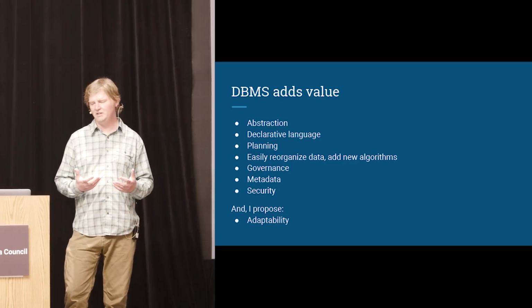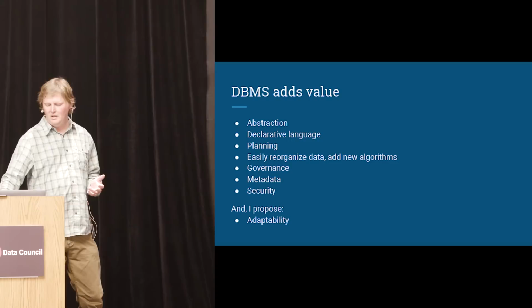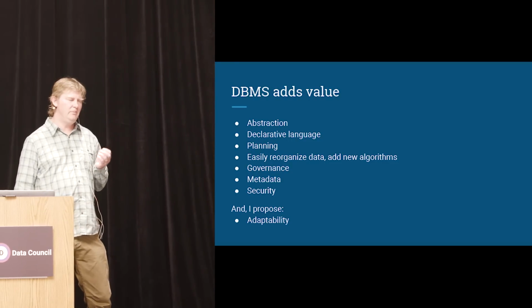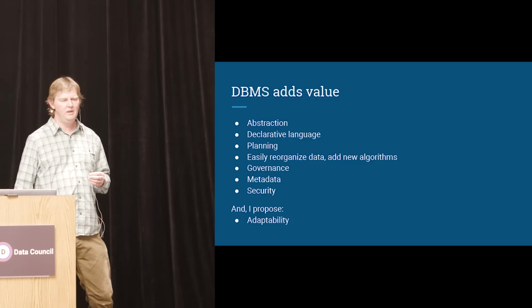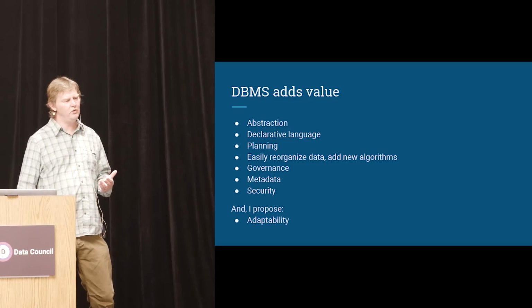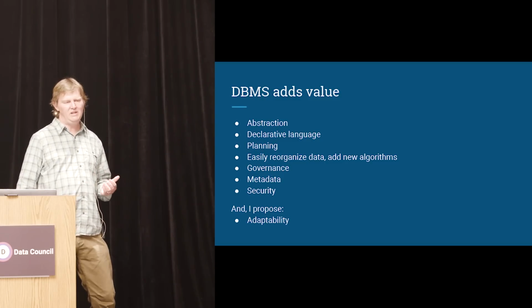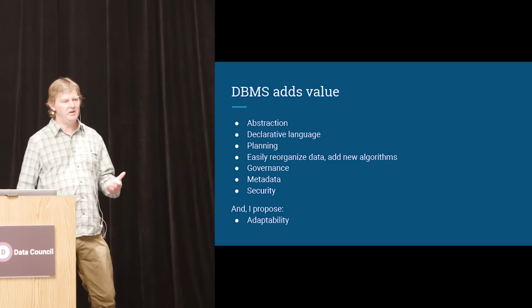We'll talk some more about that later. And then a bunch of other stuff like governance, metadata. And I'm going to propose adaptability, which is the ability of the system to respond to changes in workload. So if people are querying some data they've never queried before, or they're querying it in ways that haven't been queried before, the database will basically self-tune because of the way it's built, so that it starts running faster.